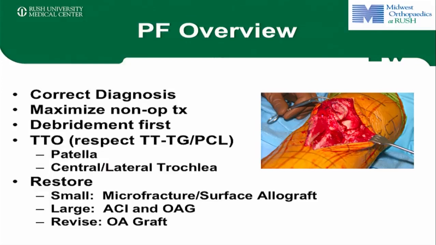We respect our objective measurements to the best of our ability so that we don't overcorrect them when we include a TTO. And my general treatment pathway is for small lesions, I use marrow stimulation or maybe surface allografts. For larger lesions, I'll consider cell-based techniques or an osteochondral graft. And all of our revision techniques get an osteochondral graft.